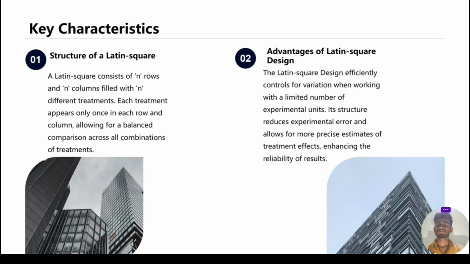Key characteristics. Structure of Latin square. A Latin square consists of n rows and n columns filled with n different treatments. Each treatment appears only once in each row and column, allowing for a balanced comparison across all combinations of treatments. Advantages of Latin square design. The Latin square design effectively controls for variations when working with a limited number of experimental units. Its structure reduces experimental error and allows for more precise estimates of treatment effects, enhancing the reliability of results.